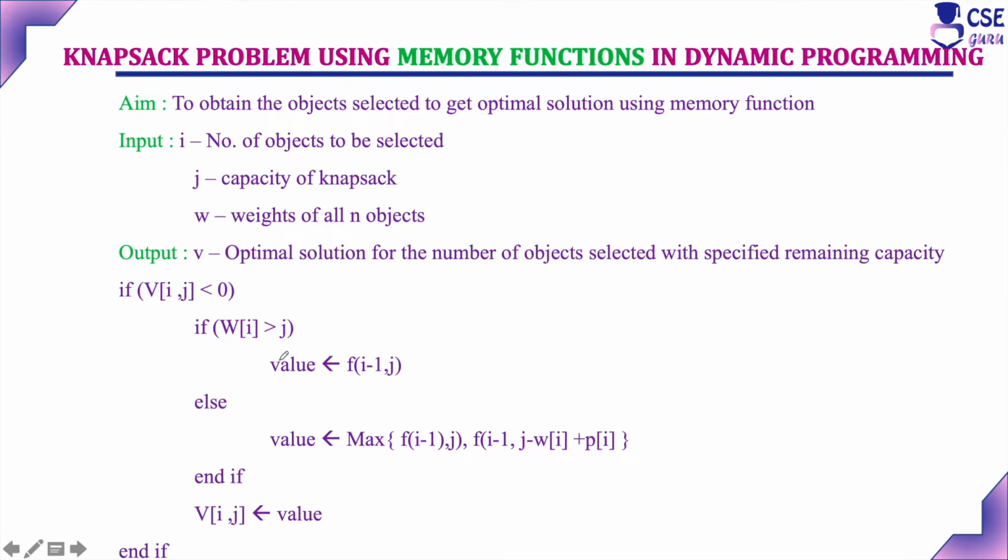And the formula is also everything similar to the previous method only. If the weight of the corresponding object is greater than the remaining capacity, we have to apply f of i minus 1 comma j. Suppose the weight of the object is less than or equal to the remaining capacity j, we have to apply this formula, that is maximum of f of i minus 1 comma j, comma f of i minus 1 comma j minus wi plus pi. Okay. So these two formulas only we are going to use.